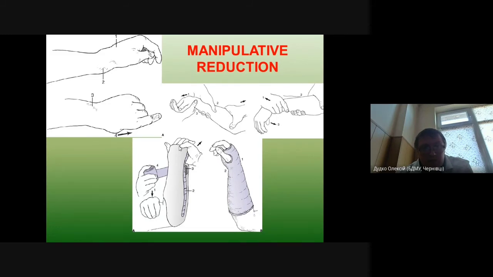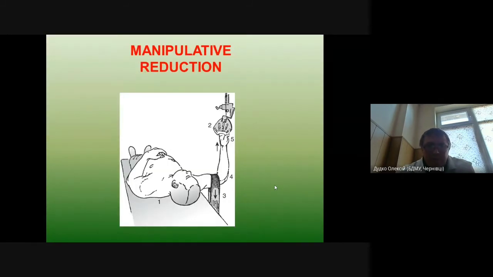We call it retention. First, you're doing this by your hands, and when the plaster bandage becomes hardened, then you can leave. Then the patient can go home already, but this bandage is immobilizing the fracture within all this period of time. So that's one way the reduction can be done.